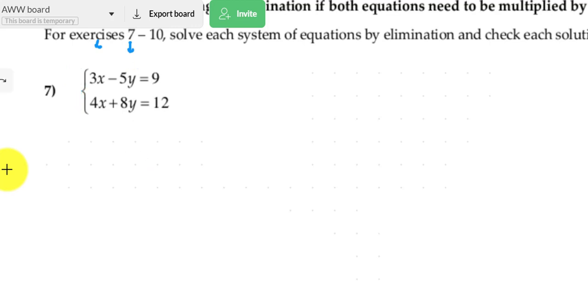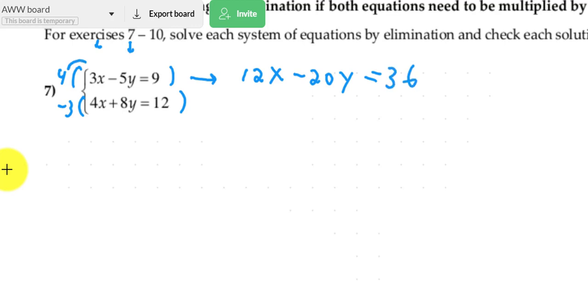I would like to get rid of the x's. So I'm going to multiply the top equation by 4, and I'm going to multiply the bottom equation by -3. Right? And the reason why I do that will become evident soon. 4 times 3x is 12x, and 4 times -5y is -20y, and 4 times 9 is 36. Right? I distribute the 4 all the way through. On the bottom, I have to distribute the 3 all the way through.